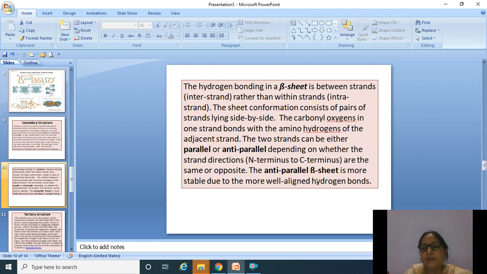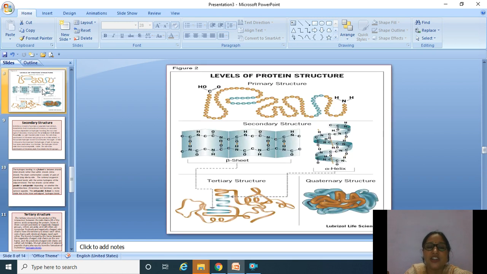The anti-parallel beta sheet is more stable due to more well-aligned hydrogen bonds. And this is reflected here: the anti-parallel beta sheet is more stable because there is more aligned hydrogen bonding. These are strands having different termini at the ends, so this is anti-parallel, and this results in the more stable beta sheet.